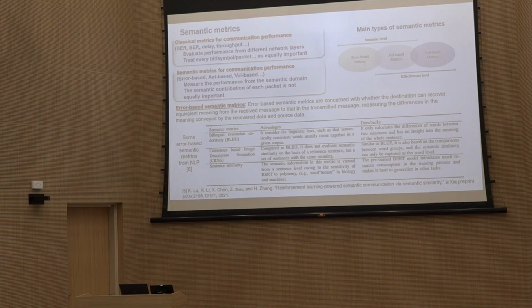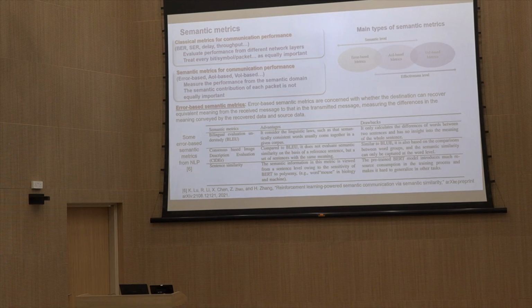We can look at the consensus-based image description evaluation, or CIDEr. Compared with BLEU, the CIDEr metric does not evaluate semantic similarity on the basis of a single reference sentence, but a set of sentences with the same meaning. And the limitation is similar to the BLEU score. CIDEr is also based on the comparison between two word groups, and the similarity can only be captured at the word level. We can look at the sentence semantic similarity.